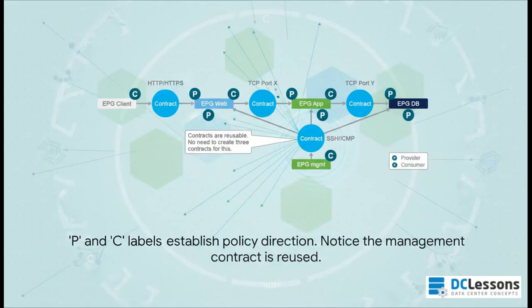Okay, let's put it all together with this diagram. See the arrow? It goes from the client EPG, which is our consumer C, to the web EPG, our provider P. That's the direction the policy gets enforced. But check out the really cool part here. Look at the management EPG. It's consuming a single SSH and ICMP contract that's being provided by all three of the application tiers. That's efficiency. It's a fantastic example of a key design pattern in ACI, reusability.